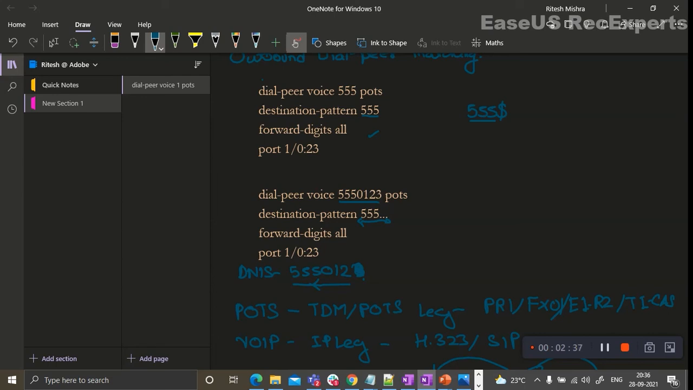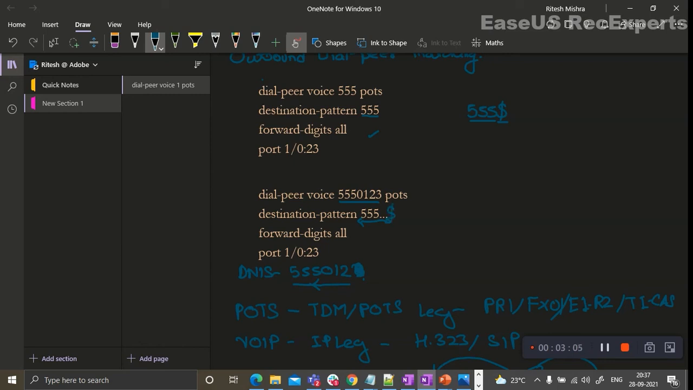So if you want a dial pair to be used for some exact digits and you don't want the dial pairs to be used for variable length matching, better to use a dollar after those exact digits. Dollar will inform the router not to accept any extra digit apart from 555, right? Here also you can use a dollar after all 3 periods.